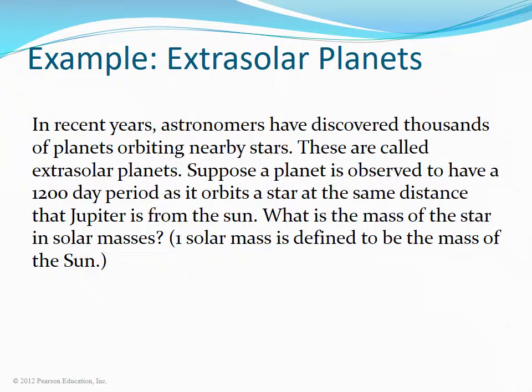In recent years, astronomers have discovered thousands of planets orbiting nearby stars. These are called extrasolar planets. Suppose a planet is observed to have a 1,200-day period as it orbits a star at the same distance that Jupiter is from the Sun. What is the mass of the star in solar masses? One solar mass is defined to be the mass of the Sun.